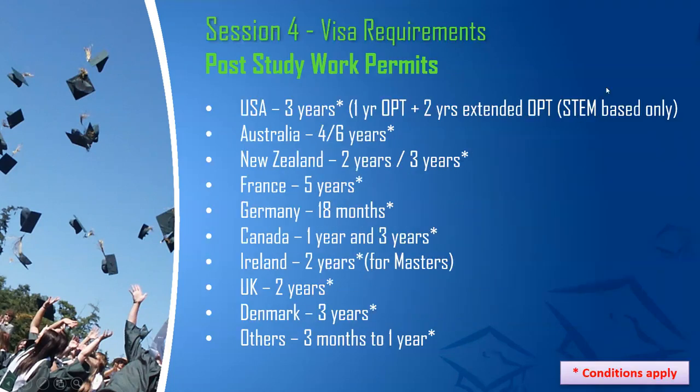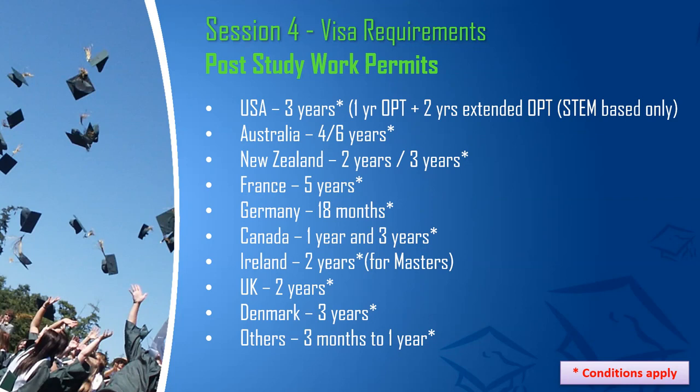Post-study work permits. USA 3 years, 1 year OPT plus 2 years extended OPT for STEM-based courses. Non-STEM-based courses will get 1 year of OPT. Australia 4 to 6 years depending on the program and the region that you're going to. New Zealand 2 years or 3 years. France 2 plus 3. Germany 18 months. Canada 1 year and 3 years. Ireland 2 years for masters.